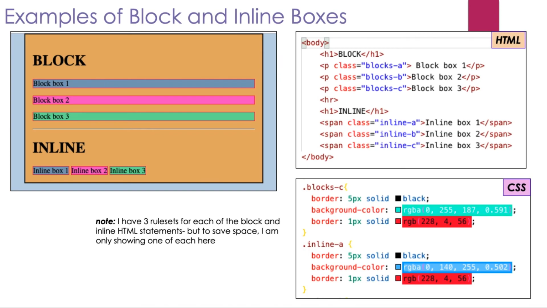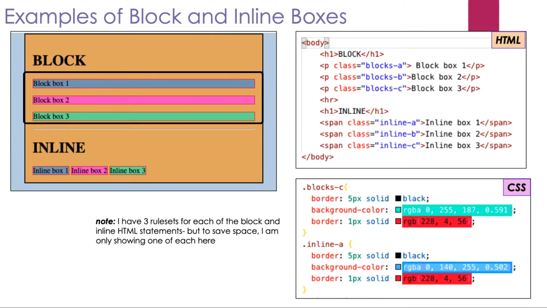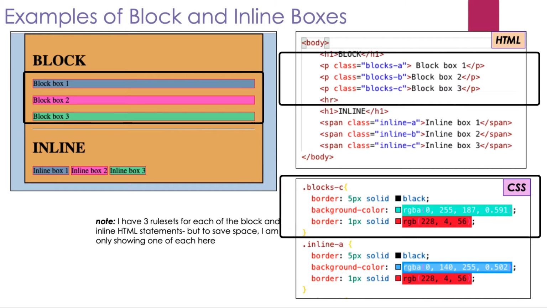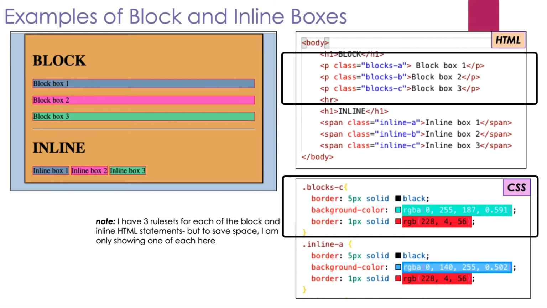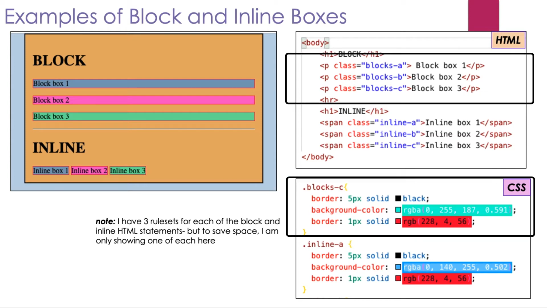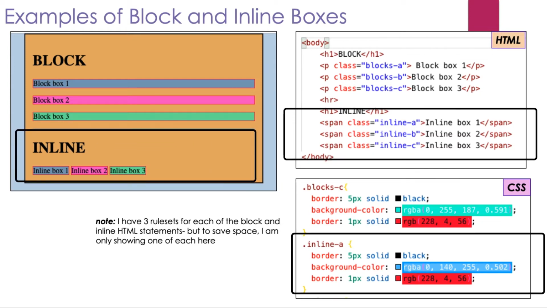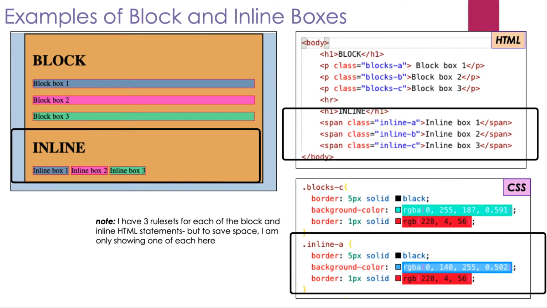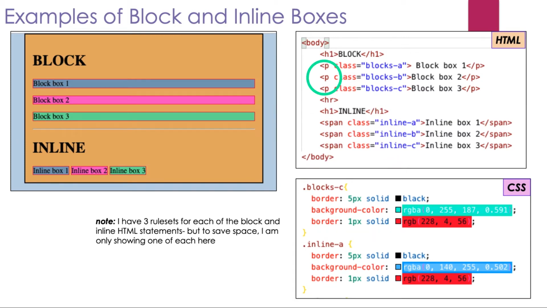Okay, and here we present the differences between the inline and the block boxes. On the top, we have the block boxes, and you can see the code on the right-hand side. The HTML document is on the top, and the CSS document is the lower right-hand corner. And then for inline, we have it on the bottom. So you notice the difference in the HTML code is we use paragraph tags for the block boxes, and we use span tags for the inline boxes.